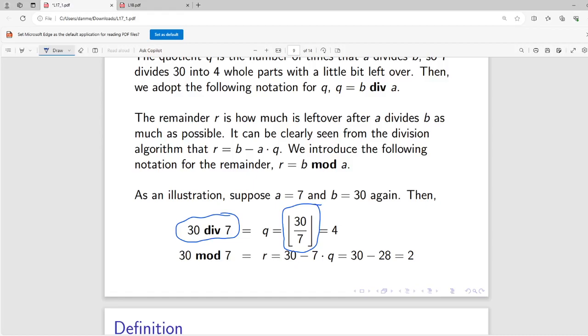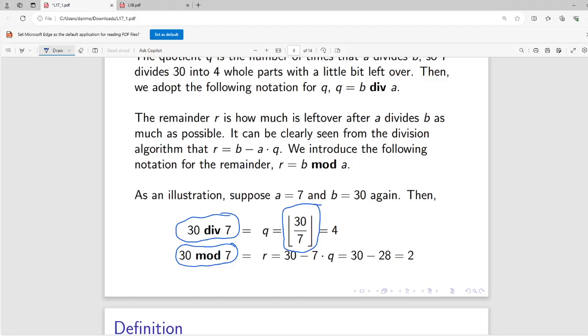Okay? And then our remainder is this notation, 30 mod 7. Mod is short for modulus, which means a small part in Latin or something like that. And so this is the small part that's left over after dividing. And so that's why we have 30 mod 7. Okay? And so we'll be using these notations a little bit here.